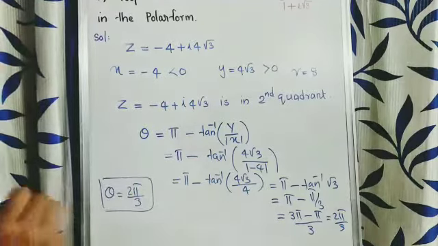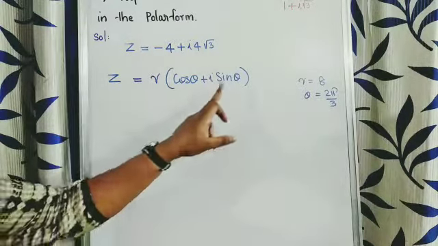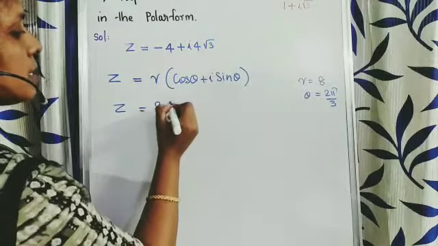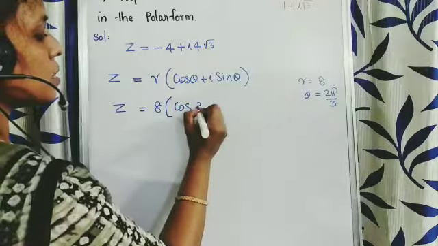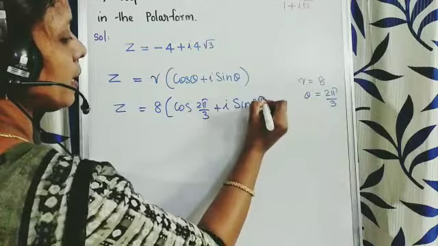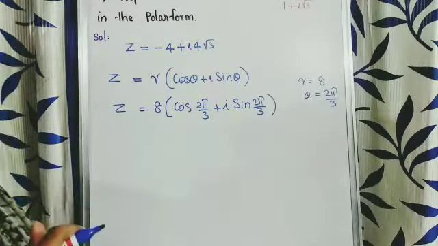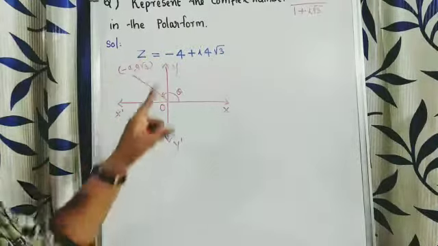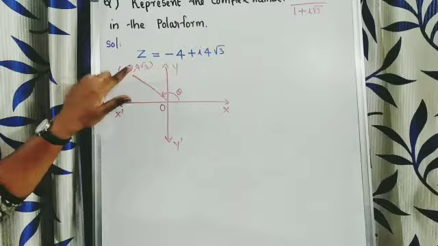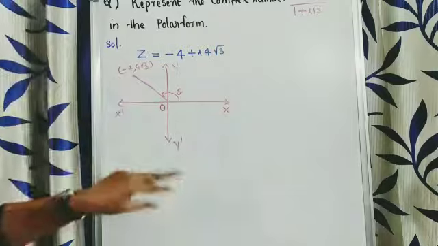Okay. Substitute the value in the general form of the polar equation, z = r(cos theta + i sin theta). Then z is equal to, here r is 8 into cos of 2 pi by 3 plus i into sin of 2 pi by 3. Okay. This is the required polar form of the given complex number. The graphical representation of z = -4 + i·4√3 is this, that is the point (-4, 4√3). Angle between the positive x-axis and this is theta.